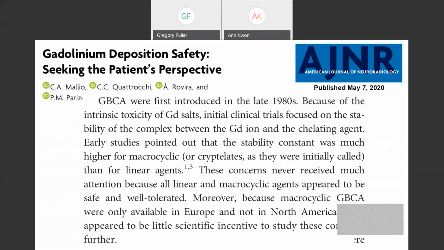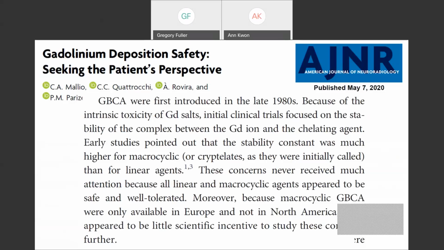And I love this. If you look right here in the middle of the sentence, it says the early studies pointed out that the stability constant was much higher for macrocyclics or crypt chelates. Crypt means hidden, or essentially entombed, if you will. The crypt chelates are macrocyclic. I'd never encountered that term. I learned something. But the concerns never received much attention because all linear and macrocyclic agents appeared to be safe and well tolerated.